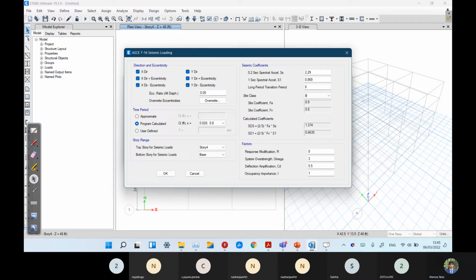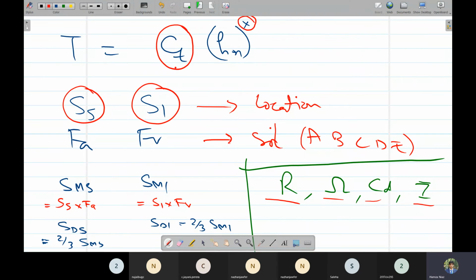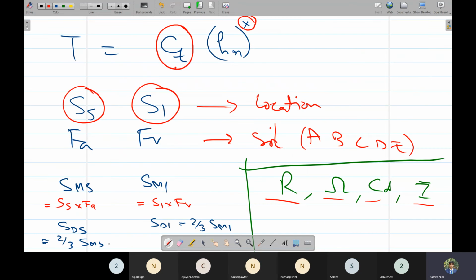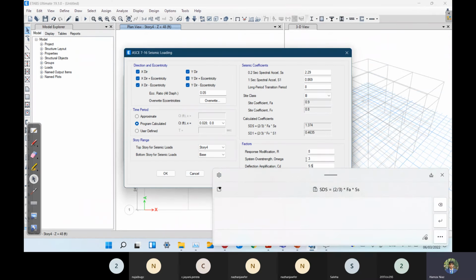After that, SMS and SM1 are simply multiplication. If we see FA and SS, FV and S1, these give SMS and SM1. We multiply these by 2/3 and get SDS and SD1. It is again automatically calculating these values. The four other factors are R, omega, CD, and I, so we have to specify these.